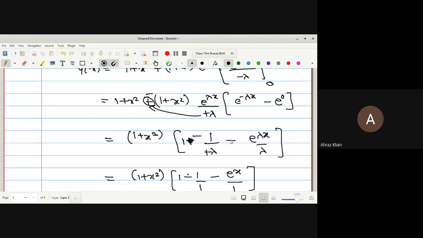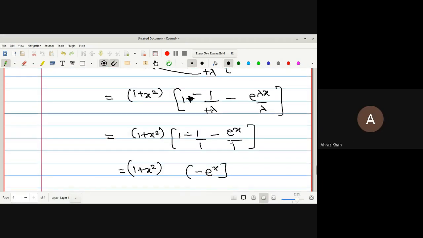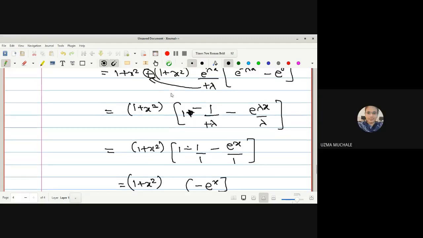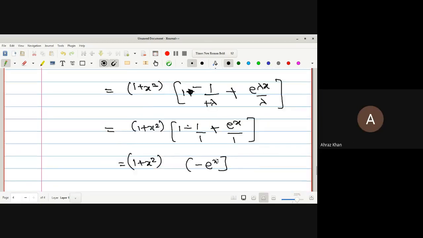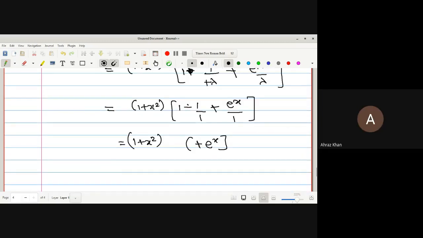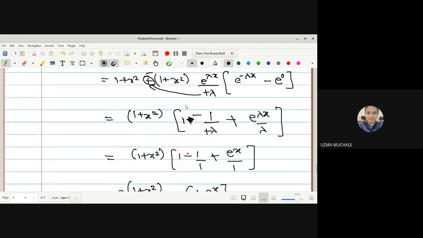Ma'am, my answer is coming out to be e raised to lambda x minus 1 in the bracket. Lambda is 1, na? Yes, ma'am. So I think this minus sign we have to mark. This minus minus becomes plus here. If I take this minus sign inside, it will be plus. Ma'am, it is 1 plus x square plus 1 plus x square into e raised to x minus 1. Yes, ma'am. How is it e raised to x minus 1?